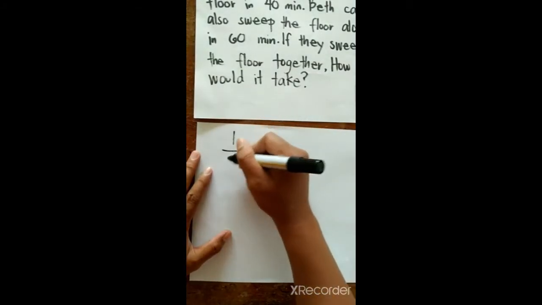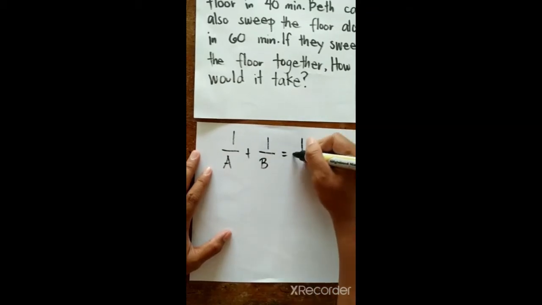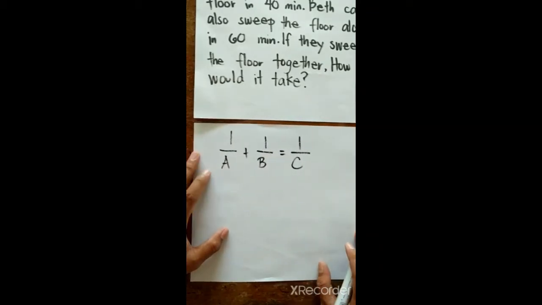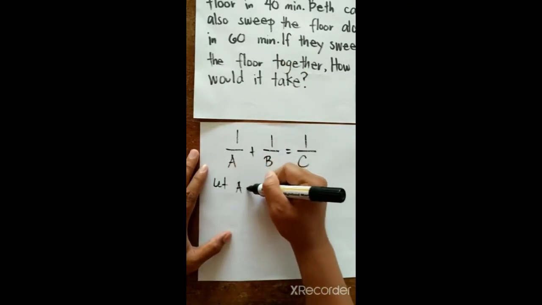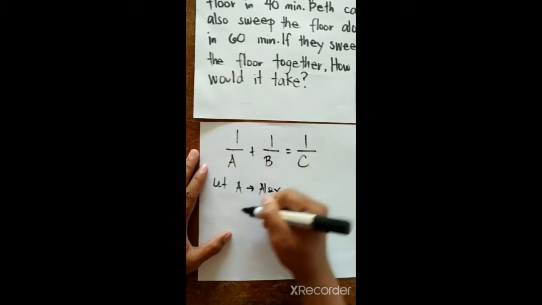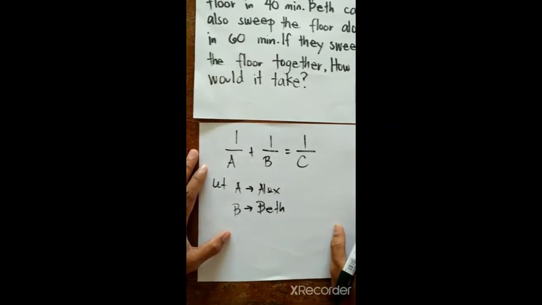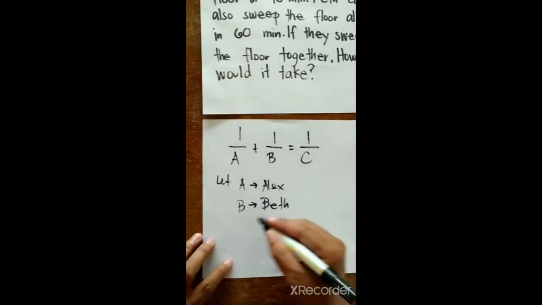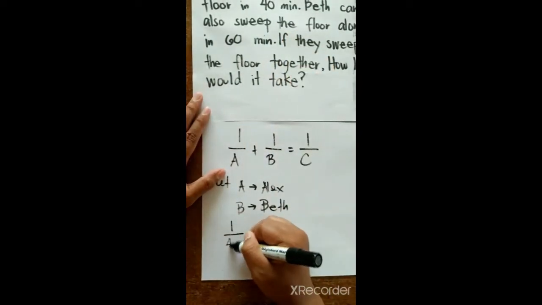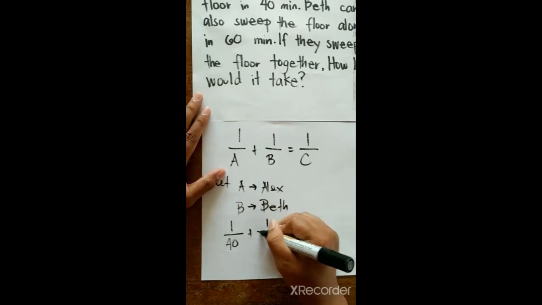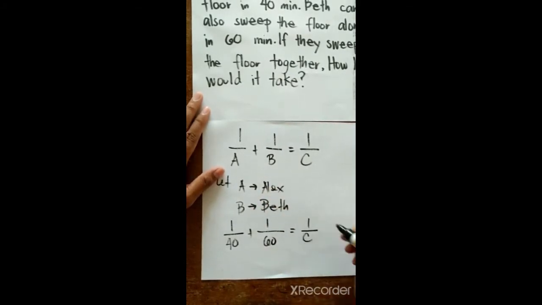So I am going to write our rational equation 1 over a plus 1 over b equals 1 over c. Let's assume that a is the time taken by Alex and b is the time taken by Beth. Now let's use that. 1 over a, Alex had 40 minutes, plus 1 over Beth, 60 minutes, equals 1 over c.